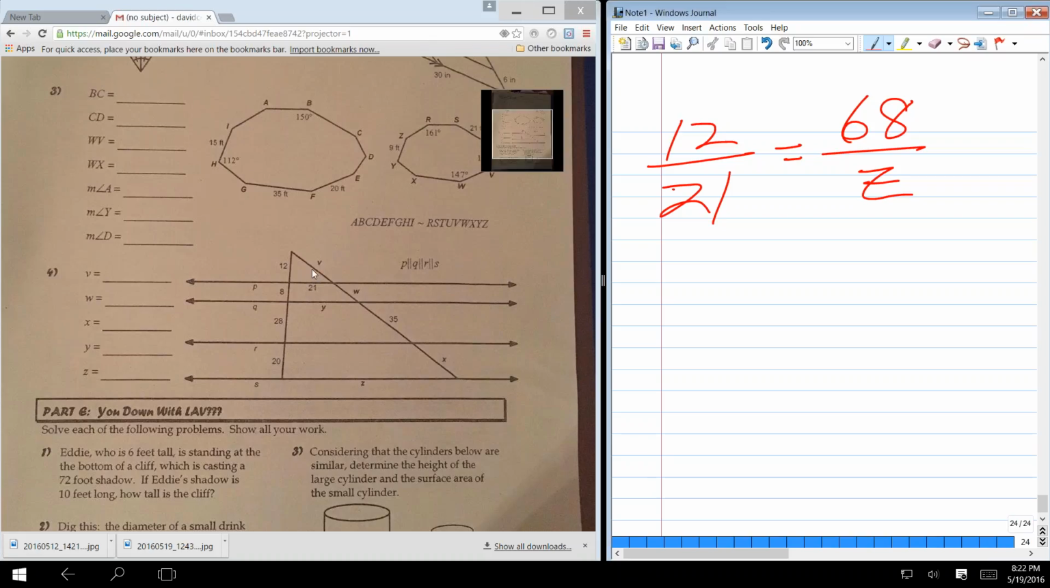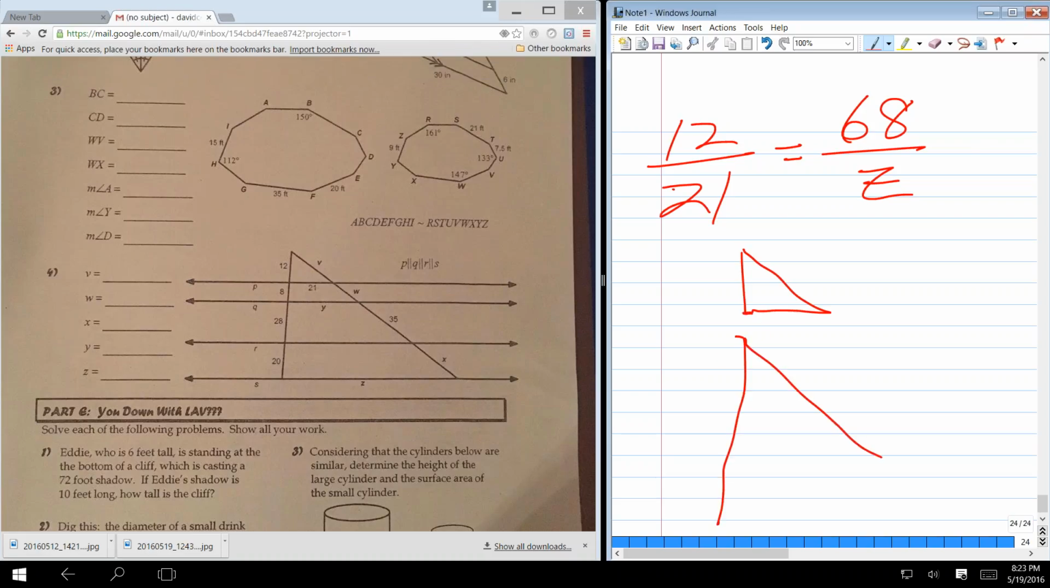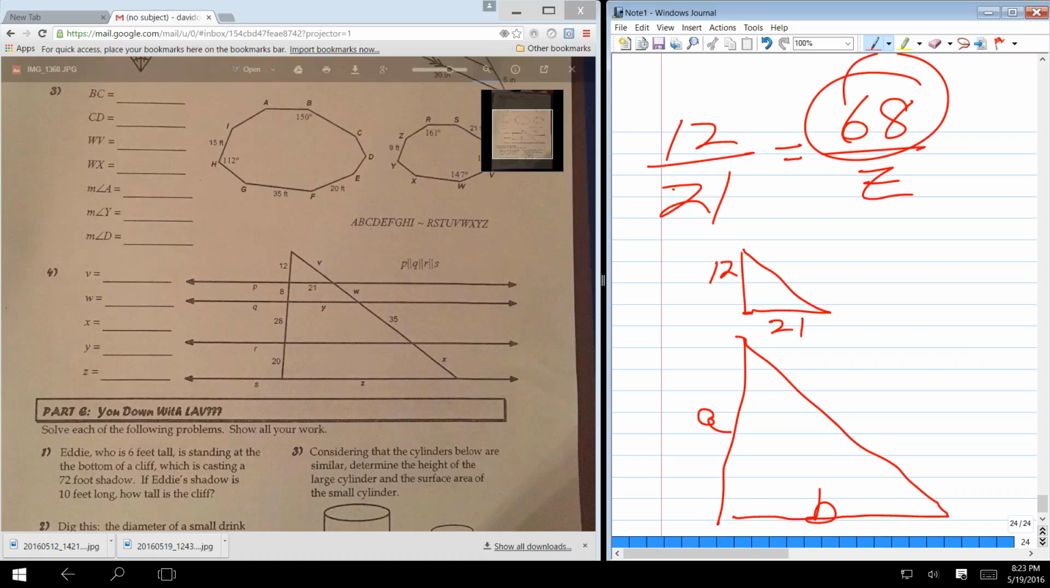In other words, what we're dealing with here is similar triangles. The top triangle looks like this. The big triangle looks like this. We know they're similar because they have the same 3 angles. Well, if it's similar, then 12 is to 21 as A is to B. And A is 68. Cool. All right. Perfect.